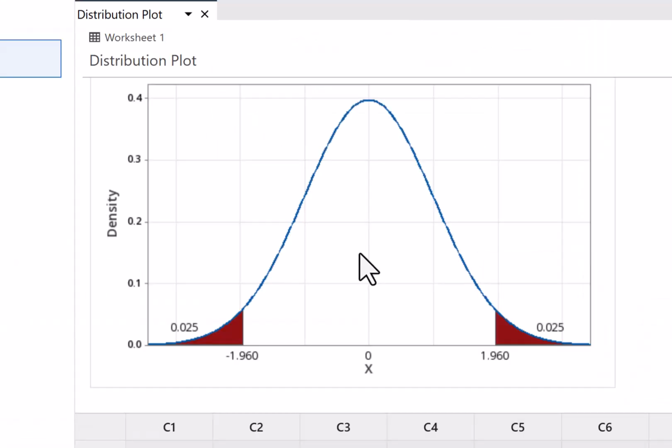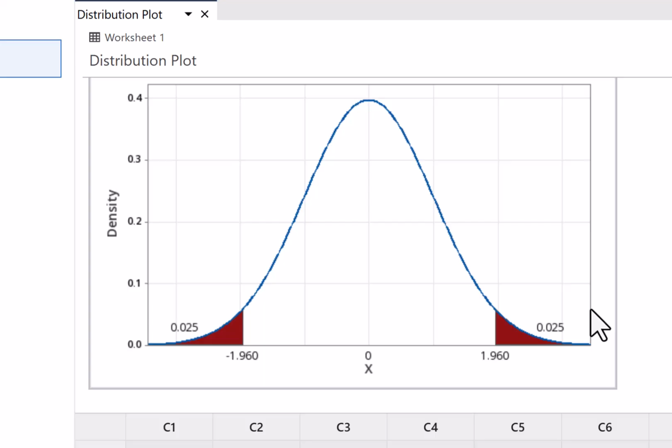When the graph appears, you can see the 5% was split in two. 2.5% on the right, 2.5% on the left, and our z-score is 1.96 or a negative 1.96.